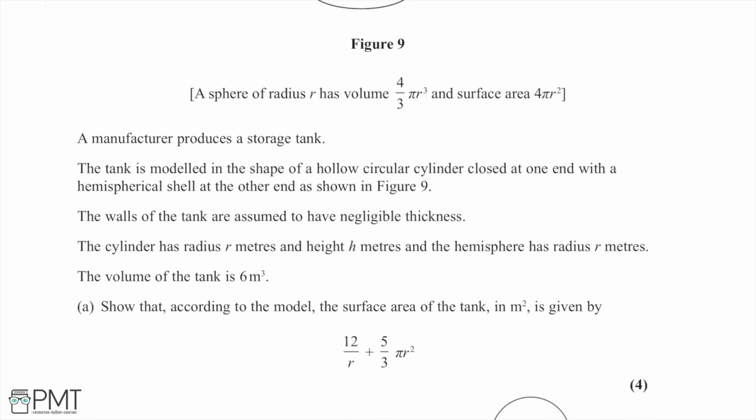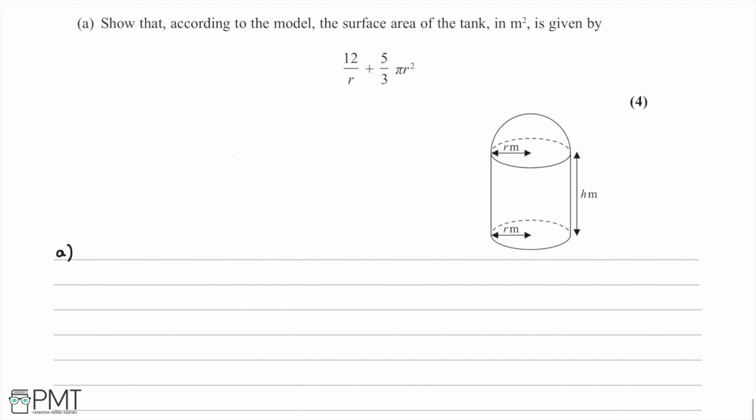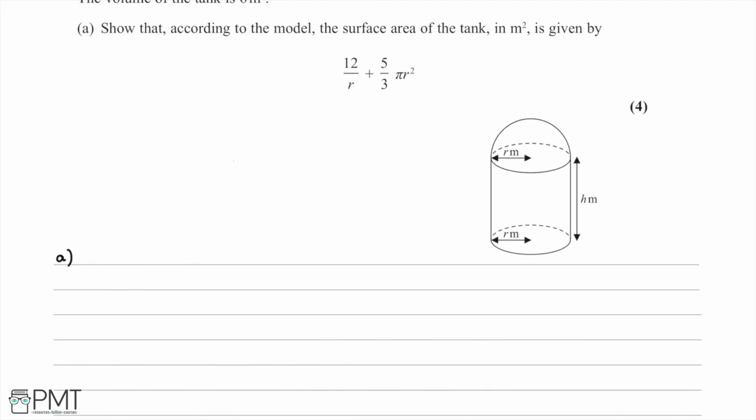We're told that the walls of the tank are assumed to have negligible thickness, and the cylinder has radius of r meters and height of h meters, and the hemisphere has a radius of r meters. And we're given the information that the volume of the tank is 6 meters cubed. In this part of the question, we're asked to show, according to the model, that the surface area of the tank in meters squared is given by this equation here: 12 over r plus 5 over 3 pi r squared.